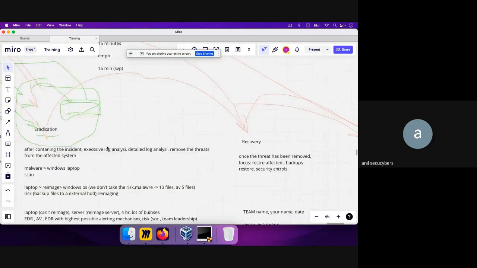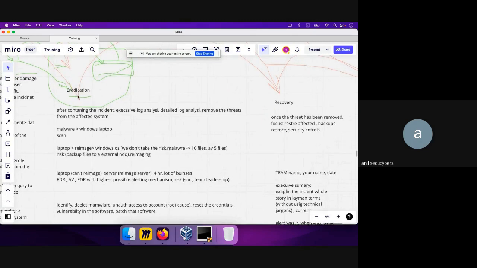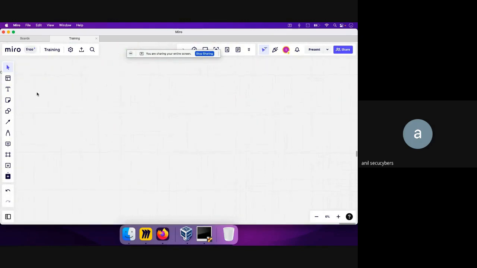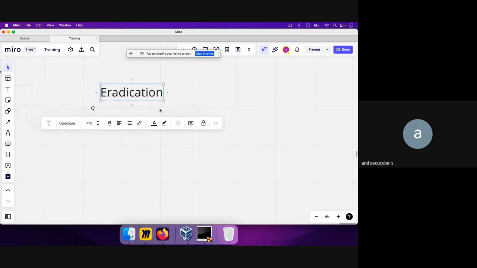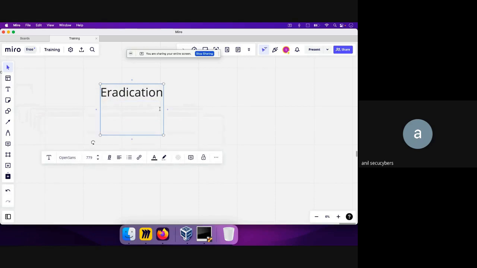Okay. So another thing is that we'll now look more at the eradication part. There are a few things that I'd like to discuss about the eradication, so let me quickly write it over here. Okay, so what I mean is that this eradication part is a little bit tough.